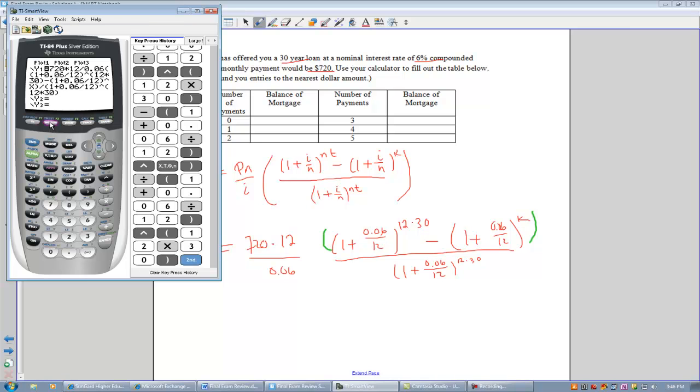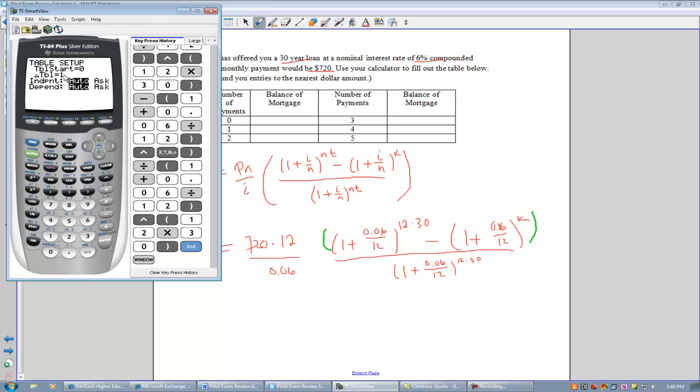So hit second window to put up table set. I'm going to start at 0 and it's increasing by 1s. Then I hit second graph to pull up the table. It says table right there. And all I really need to do then is copy down the answers. Right? So I notice here, and I don't care about the change, so I'm just going to copy them down.